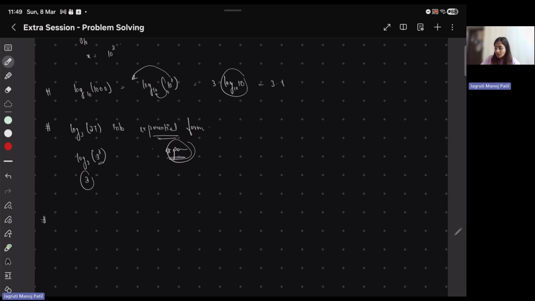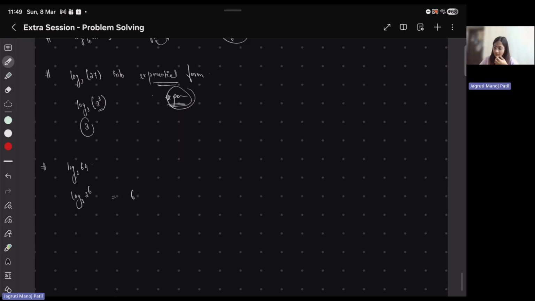Next question, we want to evaluate log base 2 of 64. So what is 64? 2 raised to 5 is 32 and 64 is plus 1, so 2 raised to 6. The answer is 6 here. Okay.